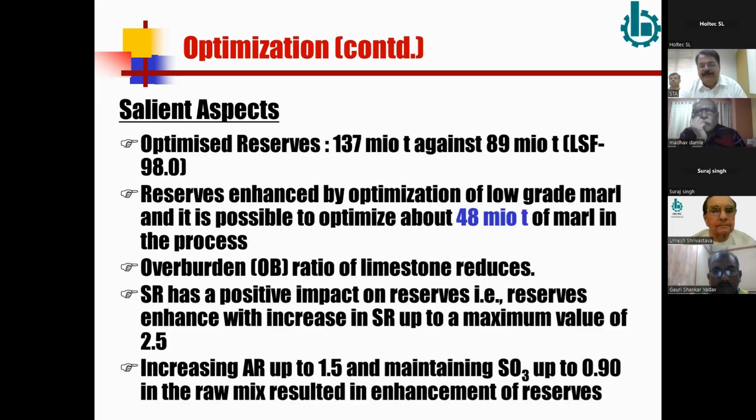So the outcome of this is that we have 89 million tons of reserves originally of limestone, which has increased to 137 million tons with LSF of 98. So a gain of a total 48 million tons of marl can be blended and used with the limestone. Overburden ratio has been reduced. During the study, it was found that the silica ratio has a positive impact on reserves, that is, reserves are enhanced with the increase of silica ratio up to a value of 2.5. Increasing the alumina ratio up to 1.5 and maintaining the desired limit of SO3 of 0.9 in the ROMIX also resulted in enhancement of reserves.